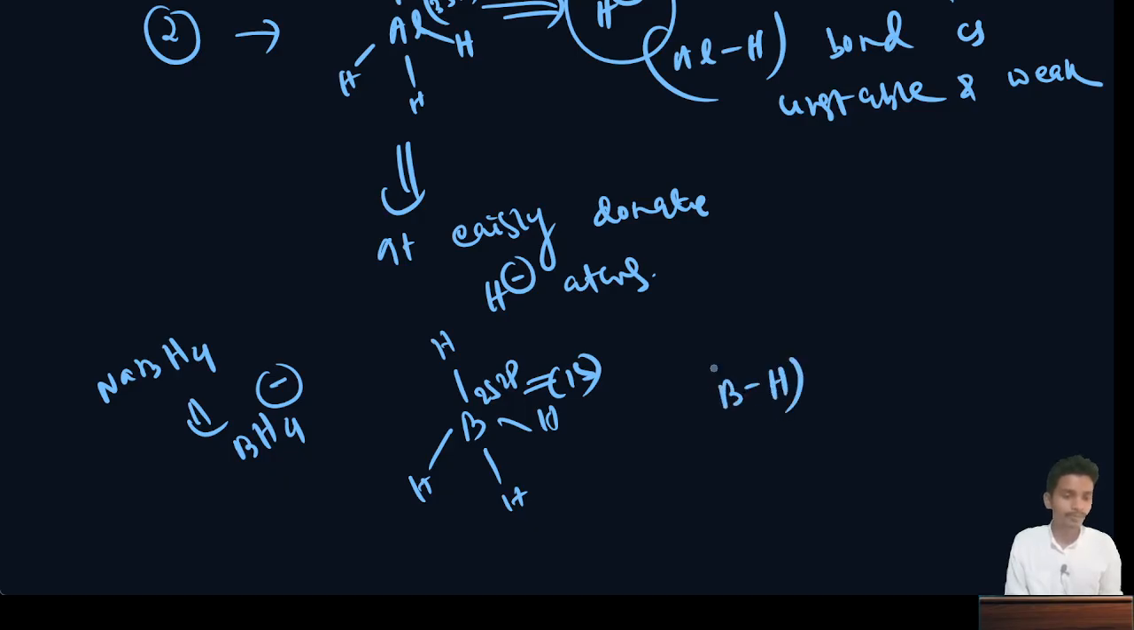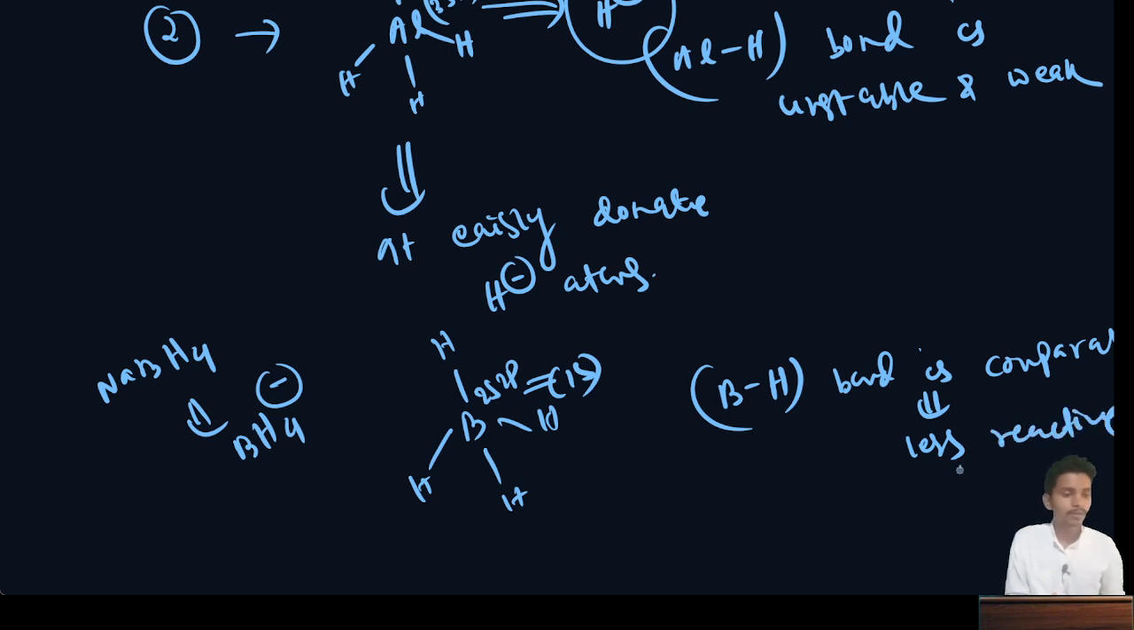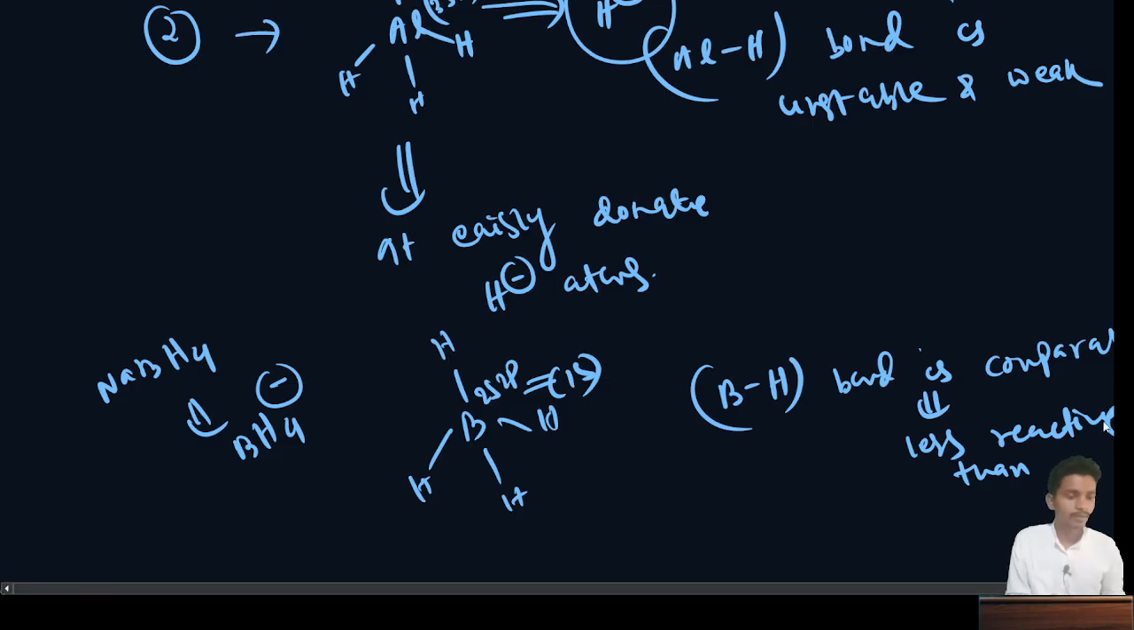The BH bond is comparable because this is 2s, 2p and 1s orbital overlap. Okay, so this bond is comparable, so this is less reactive than LiAlH4.